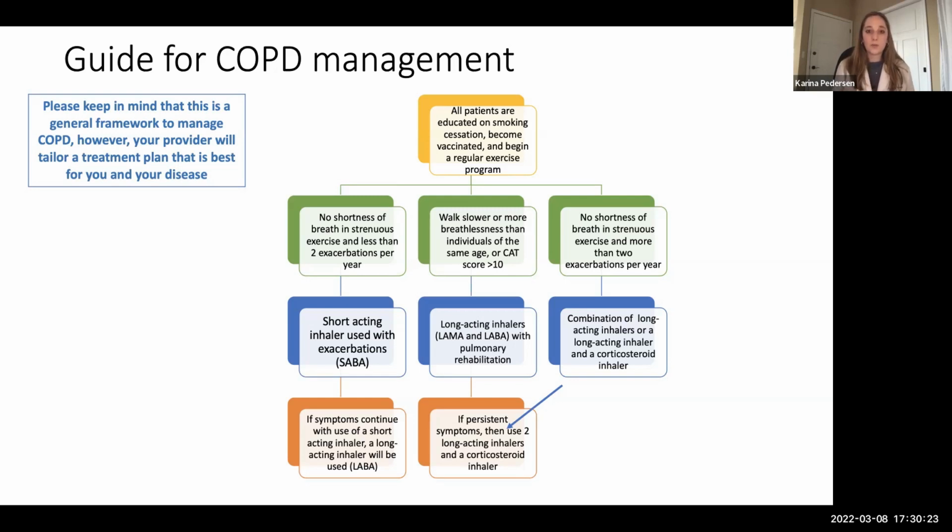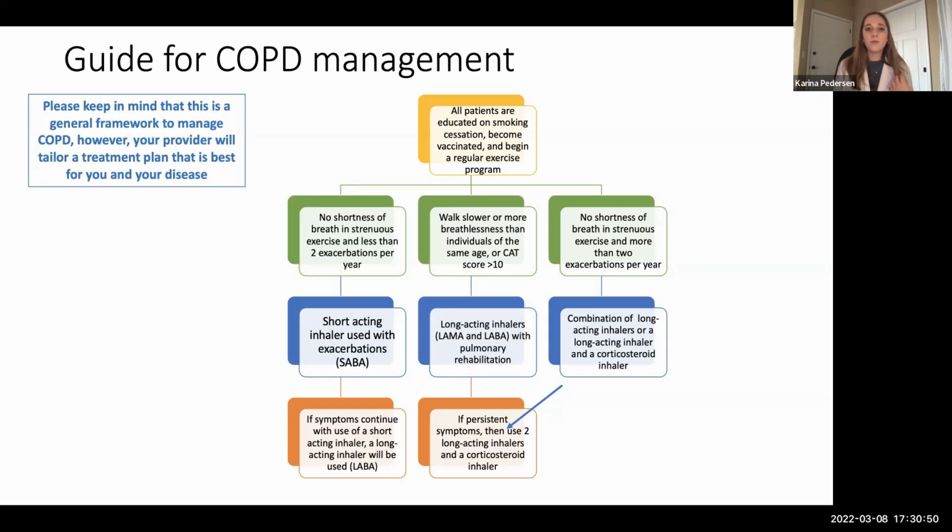And these are just with specialists, typically in outpatient settings. And in the orange below, again, if you have persistent symptoms, then 2 long-acting inhalers will be used and a corticosteroid inhaler to prevent long-term inflammation. And then all the way on the right, in the green, it says no shortness of breath and strenuous exercise and more than 2 exacerbations per year.